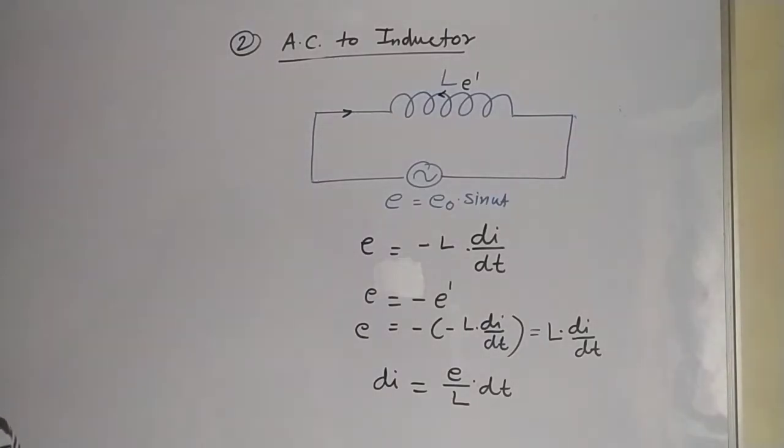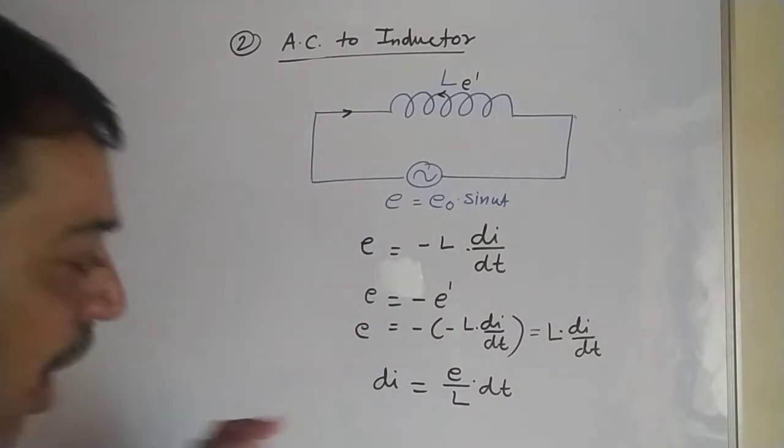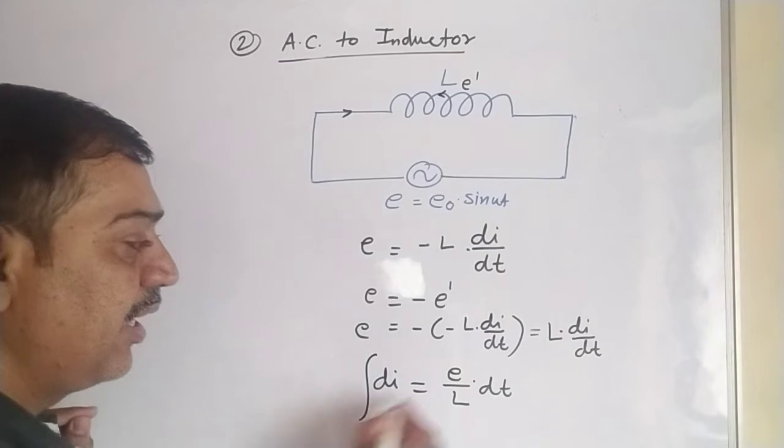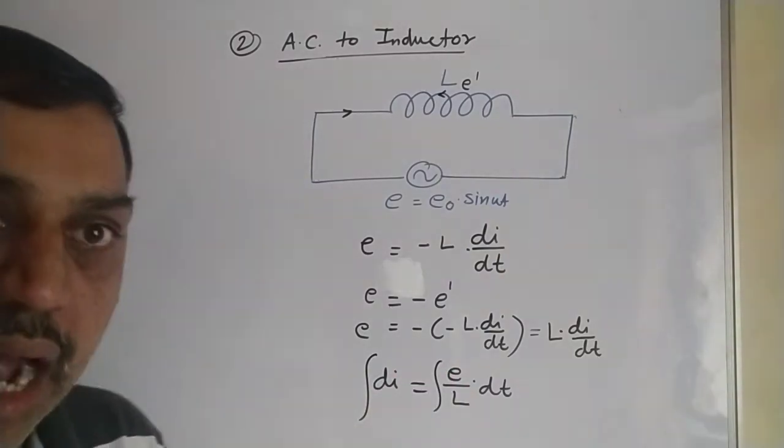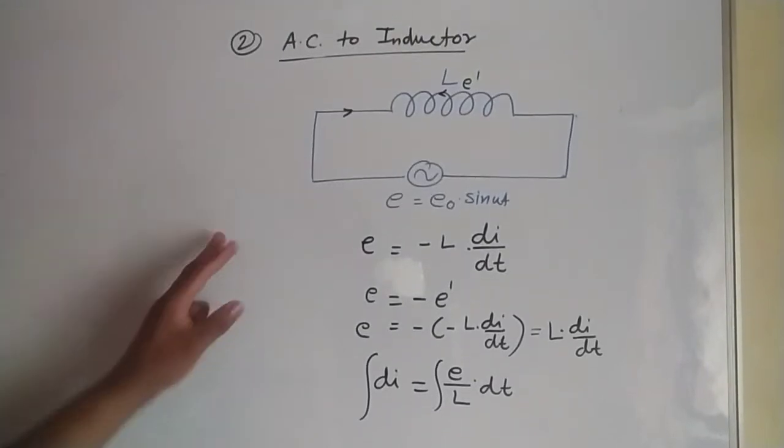Now if we want to find the total current flowing through this, we have to integrate. So let's integrate this equation like this, and after integrating, I will write down the next term on this side.